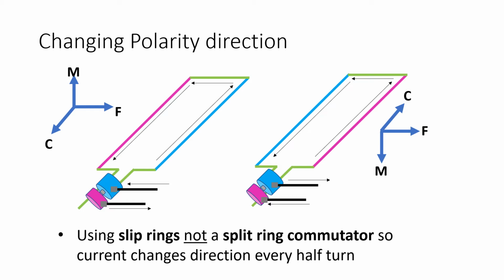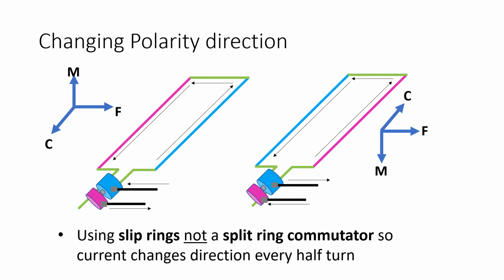When we rotate round, normally you'd be used to a split ring commutator, making sure that the current is always flowing in the same direction. However, the slip rings mean that the current is not flipped over, and as a consequence, the current flowing through the pink side of the wire is now traveling in the opposite direction when you move on to the picture on the right, and we've rotated the coil 180 degrees.